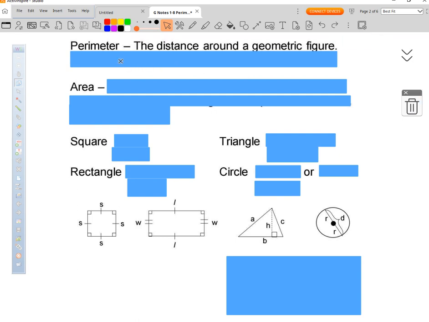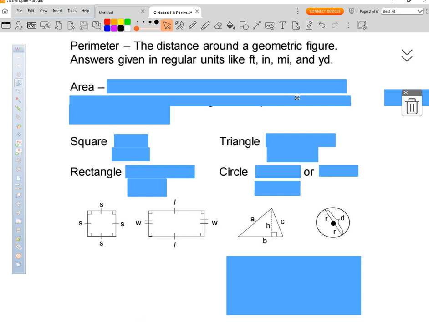The distance around a geometric figure. Answers given in regular units like feet, inches, miles, and yards. And now this is a straight-sided figure, not a circle. So the perimeter of a circle is actually the circumference. So they're the same thing, but you can't measure the distance around a circle the same way you can measure the distance around a straight-sided figure.